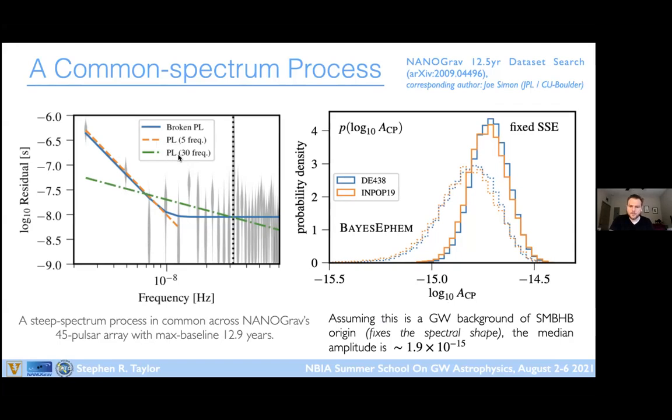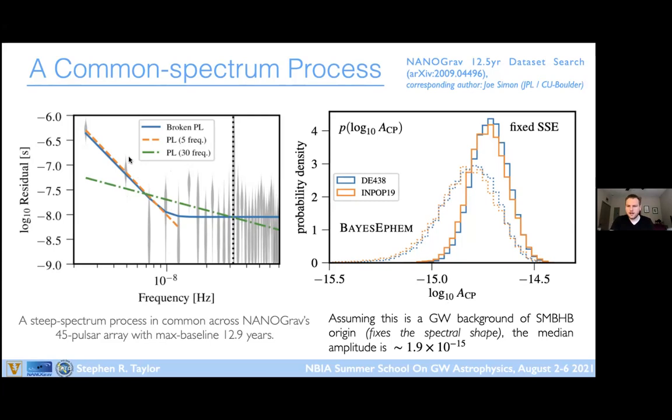So if we search for 30 frequencies in our power law, so we're just representing some sort of strain spectrum of the background with 30 frequencies going from 1 over the observation time up to 30 over the observation time, we seem to get something that looks quite shallow. That's that green dashed line right here. If we search for a smaller number of frequencies, say 5 frequencies, then that appears to tilt it to be more steep. So what this is telling us here is that there is some excess white noise contamination happening at higher frequencies here that is tilting a 30 frequency power law to be shallower than a 5 frequency power law.